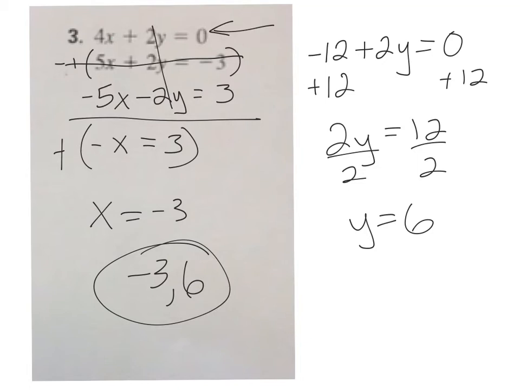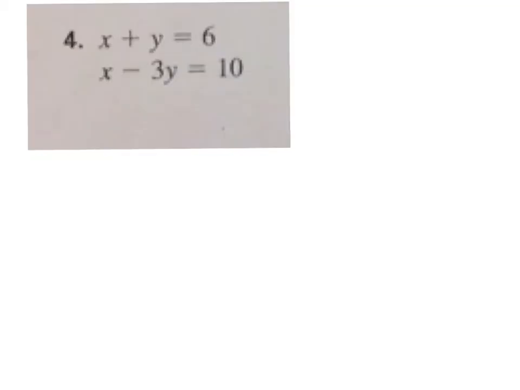Let's take a look at number 4. On number 4, you can see once again that I have a positive 1 and a positive 1. And over here I have negative 3y, and up here I have a positive y. So you could actually multiply one of these by negative 1 if you wanted to. What I'm going to do, though, is times by 3 on the top. So that's going to give me 3x plus 3y equals 18.